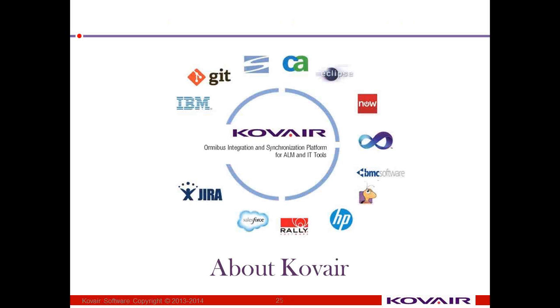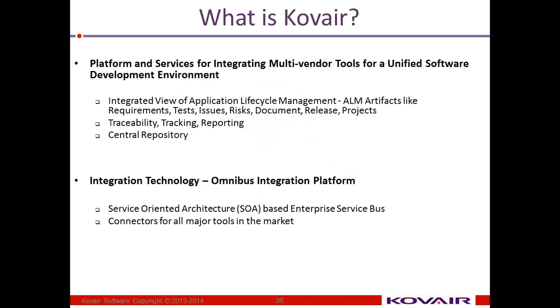Now, a little bit about what we do. Talking about Kovair, Kovair provides a platform and services to integrate multi-vendor tools for a unified software development environment. It provides an integrated view of all the ALM tools put together, a central repository where the artifacts from all these connected tools can be stored, which can later be used for viewing end-to-end traceability, tracking, and reporting.